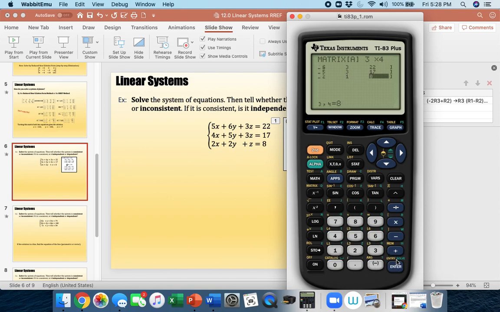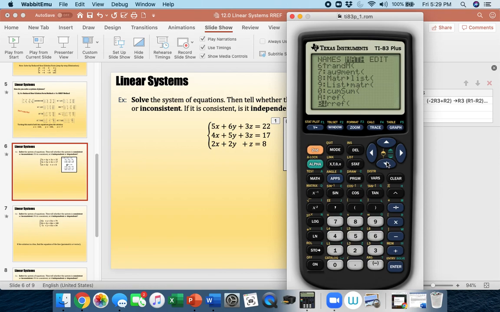Always double check and make sure that you've entered everything right. Right? 22, 17, 8, 3, 3, and 1, 6, 5, 2, 5, 4, 2. Yes! Now, go back to your matrix menu and arrow over to math. And arrow down, down, down.